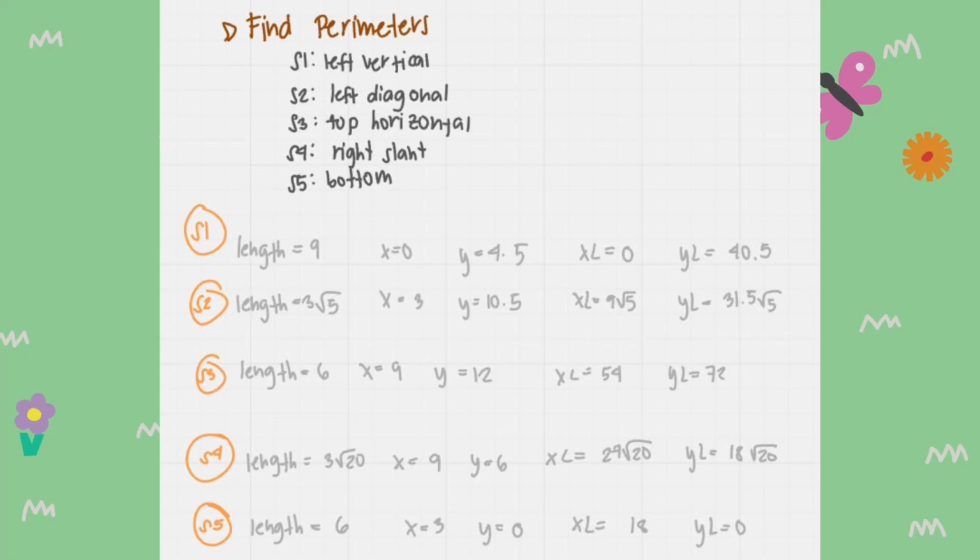For our fourth perimeter, which is the right diagonal, length is equal to 3 square root of 20, x is equal to 9, y is equal to 6. So x times length is equal to 27 square root of 20, and y times length is equal to 18 square root of 20. And for the last perimeter, which is at the bottom, length is equal to 6, x is equal to 3, y is equal to 0, so x times length is equal to 18 and y times length is equal to 0.